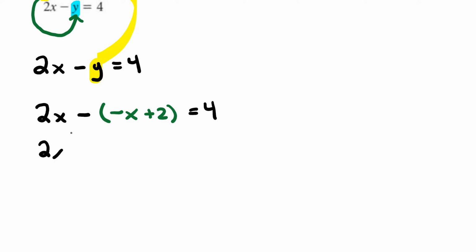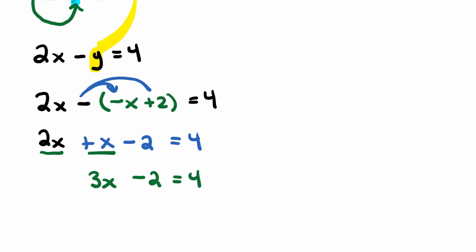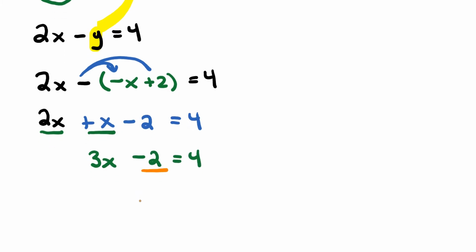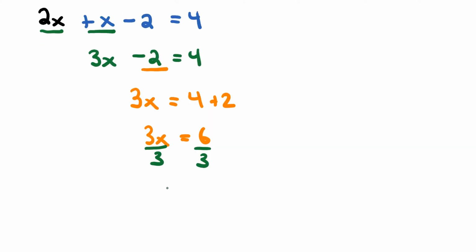So this will be 2x. And then if I distribute that minus sign through, I would get plus x minus 2 equals 4 on the left-hand side. Now let's collect like terms. 2x plus x is going to be 3x, minus 2 equals 4. Then I can take this negative 2 to the other side. So I have 3x equals 4 plus 2, which is 6. So 3x equals 6. Then divide both sides by 3, and x would equal 2.